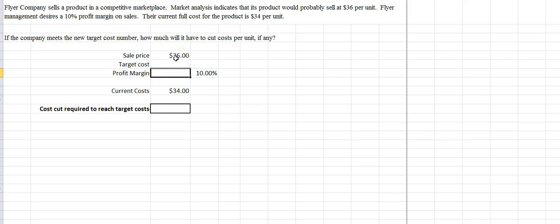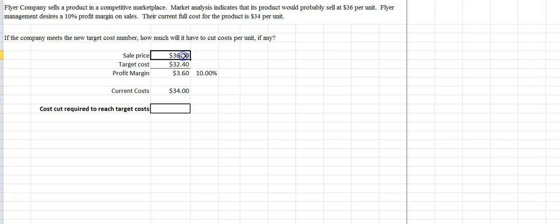Well, 10% of 36 is going to be equal to $3.60, right? So this is the profit margin that you want. 10% of 36. Which means that the cost that you're targeting to create your product is going to be $32.40. That's the target cost, right?